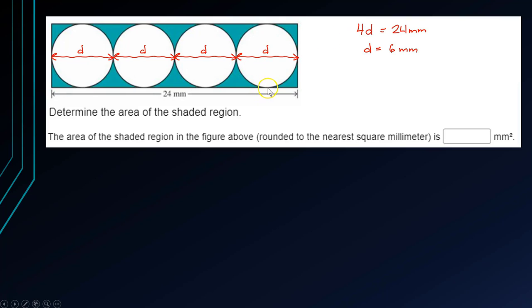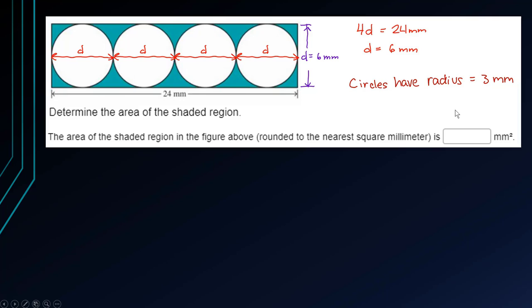Knowing that, I also know that if I go from here to here, the height of this side of this rectangle is equal to 1 diameter of a circle, and that's going to mean that the other side of the rectangle is going to be 6 millimeters. Since the diameter of these circles is 6 millimeters, that means that each circle has a radius of 3 millimeters.